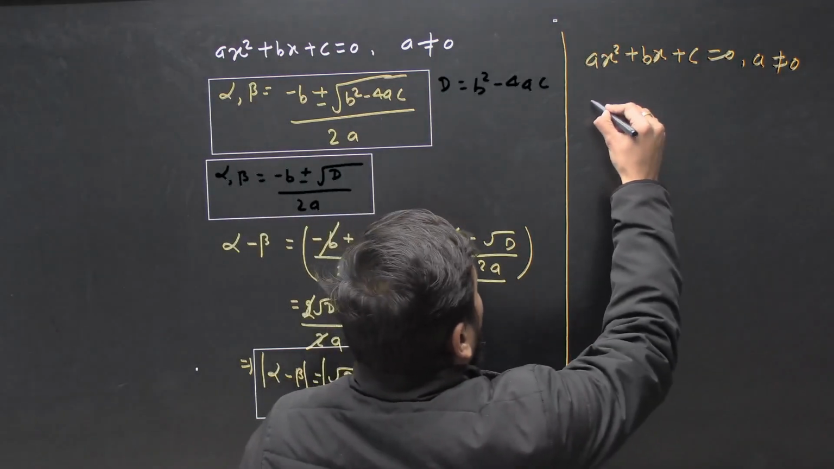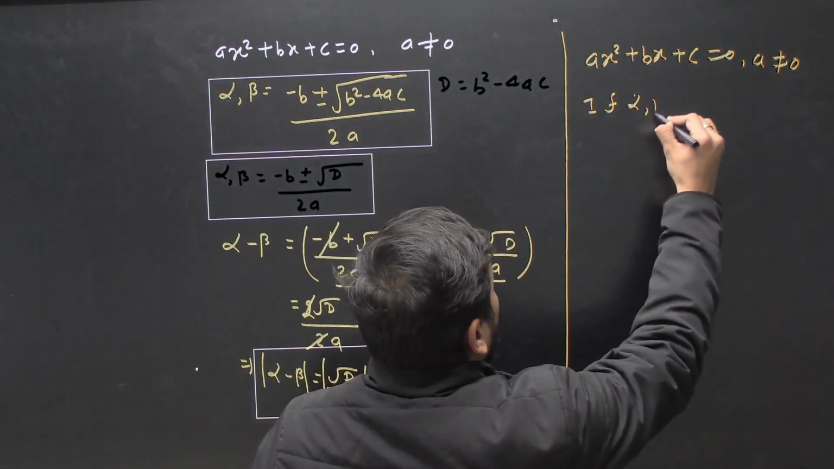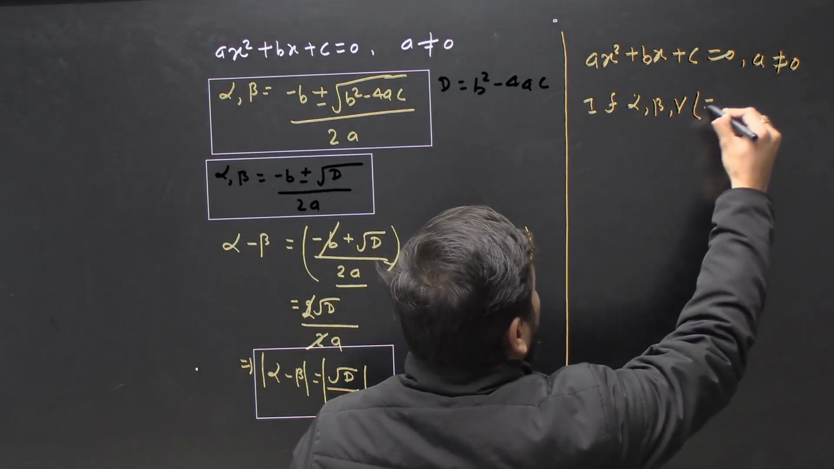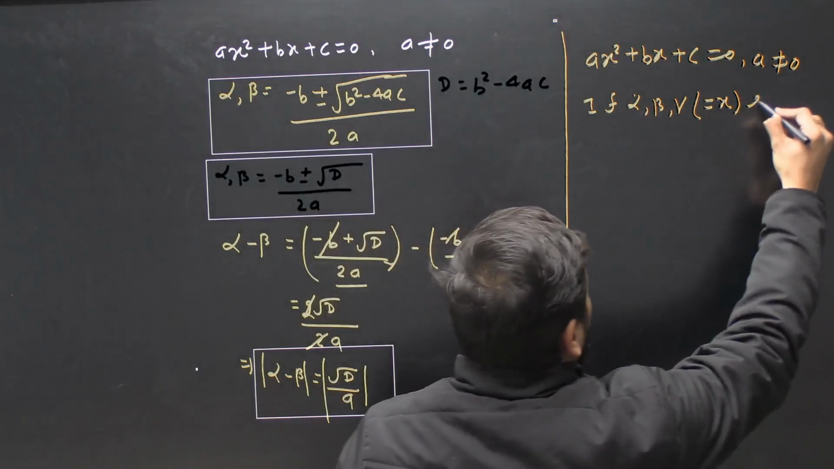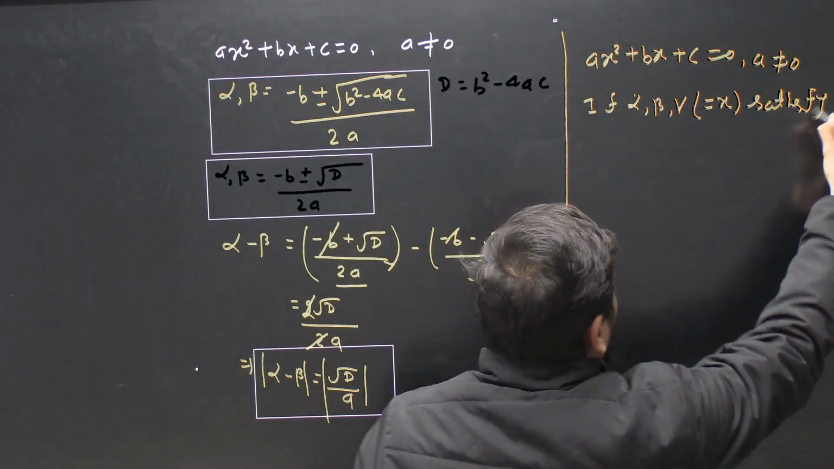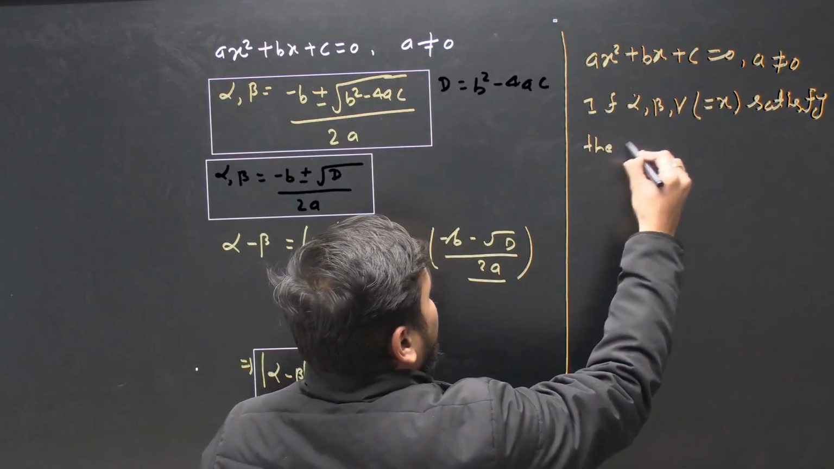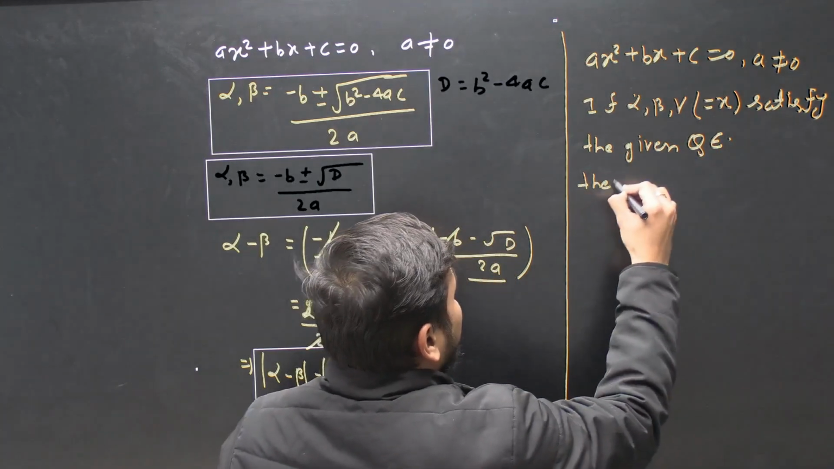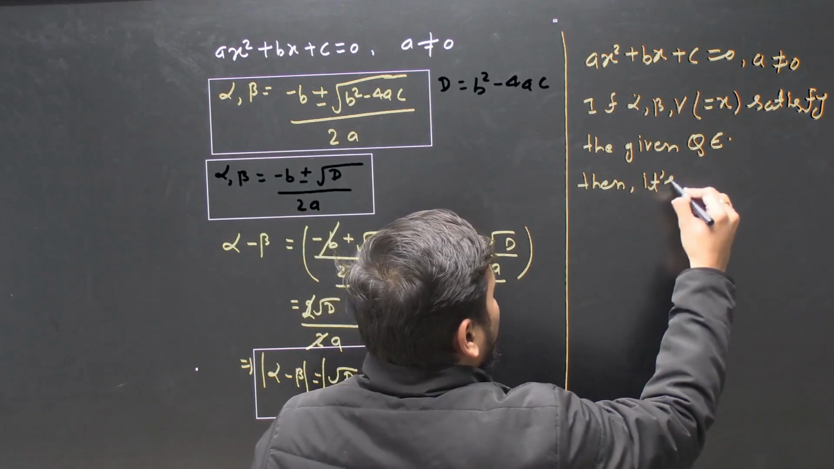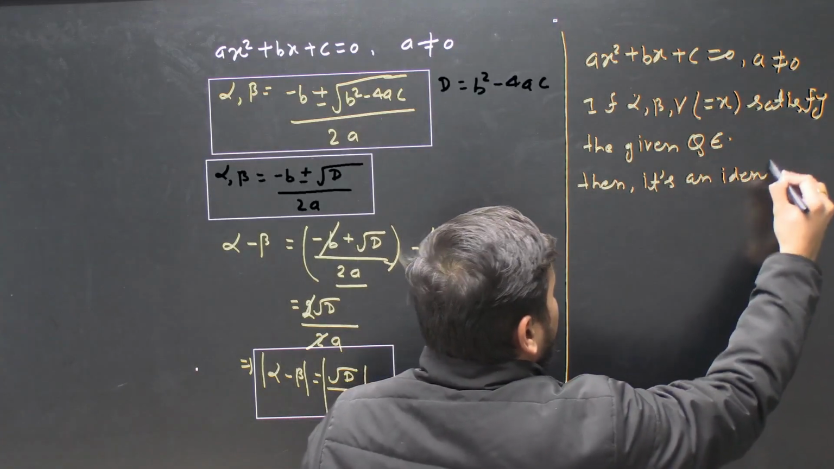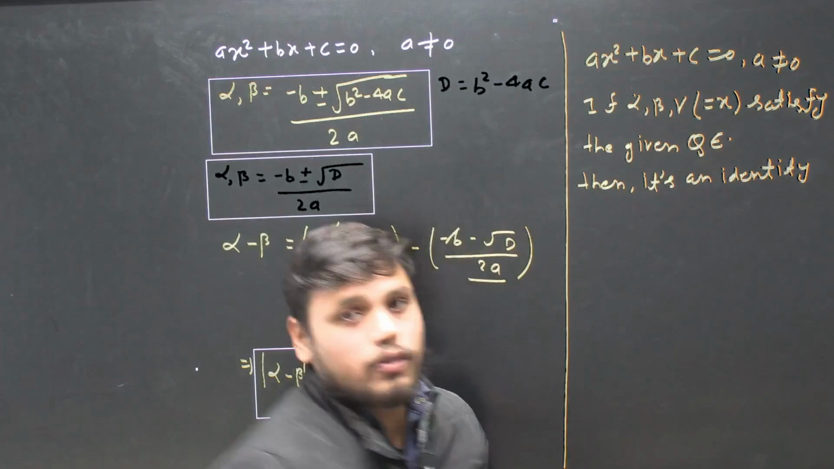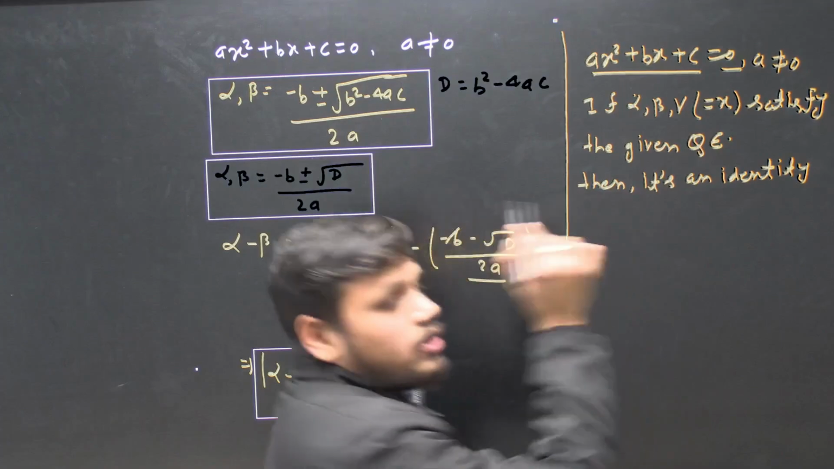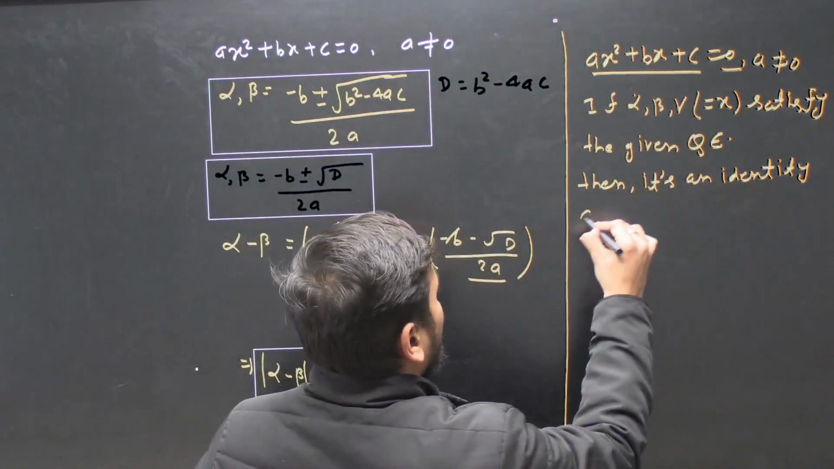So what I have to tell you is, if alpha, beta, gamma are the three values of x that satisfy the given quadratic, then it's an identity. And it is not a quadratic, it's an identity. Identity means it is true for all the values of x. So if it is an identity, then on the LHS side there should be 0, because 0 equal to 0, because it is true for all x.